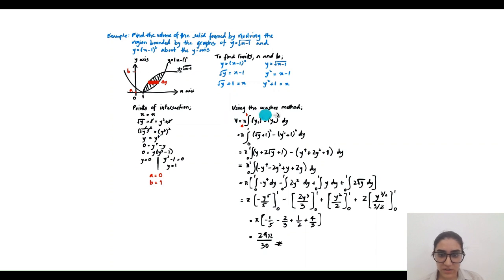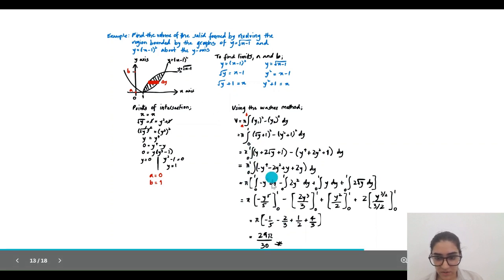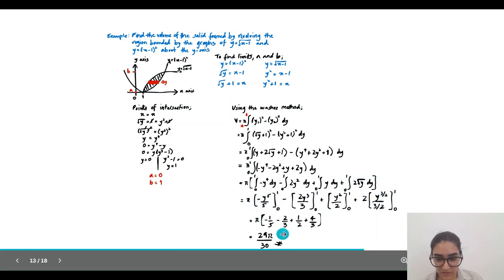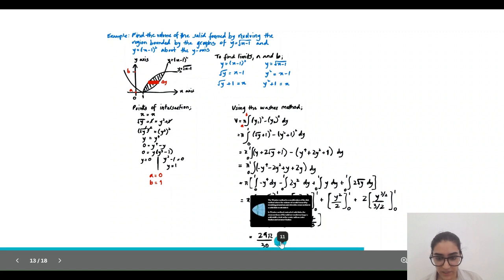Now we use the washer method. We have already derived the formula. The formula is V = π ∫ from a to b of (y1² − y2²), or simply said, the integral of the upper curve minus the integral of the lower curve. We input our equations, we put our bounds, which is 0 to 1, and calculating the integrals and calculating the bounds gives us the final volume, which is 29π/30.